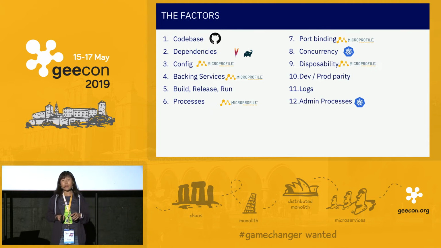And disposability, you can use MicroProfile fault tolerance to make sure your microservice is bulletproof, so it's resilient. And dev prod parity, so you can adopt Docker and make sure your dev and prod stay as the same as possible. And the logs, you need to stream out the logs.